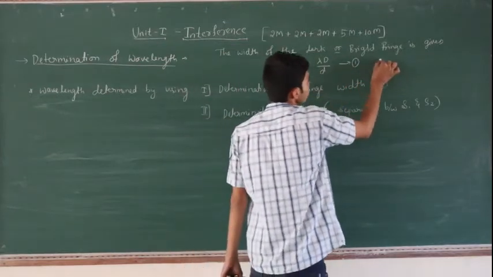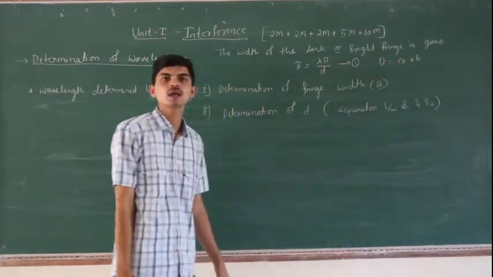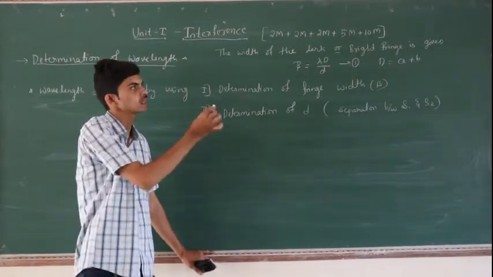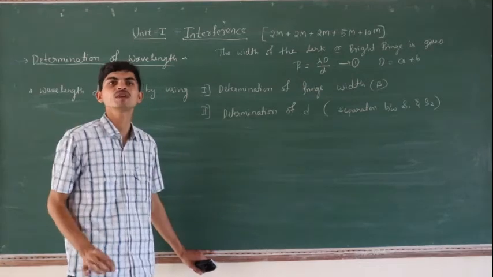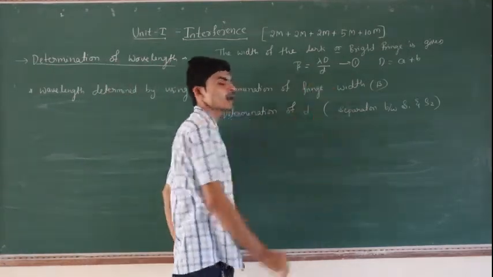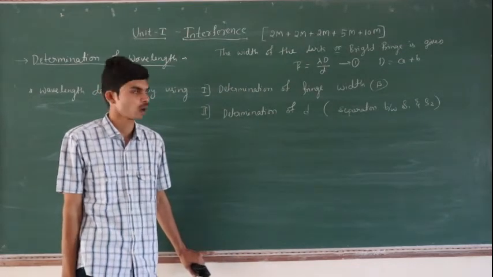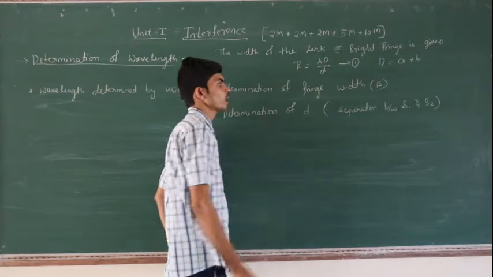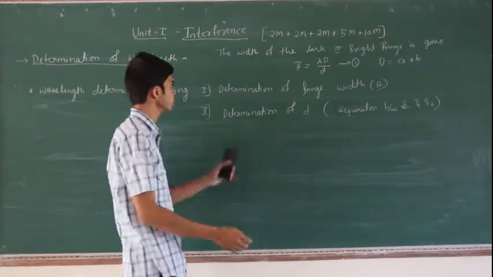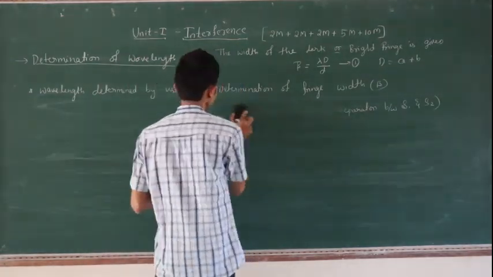Here, D is A plus B. What is A plus B? The distance from the source to the prism is A, and the distance from the prism to the eyepiece is B. And lambda is the wavelength of the monochromatic light. And small d, as I already told, is the separation between S1 and S2. First of all, I will discuss determination of fringe width.